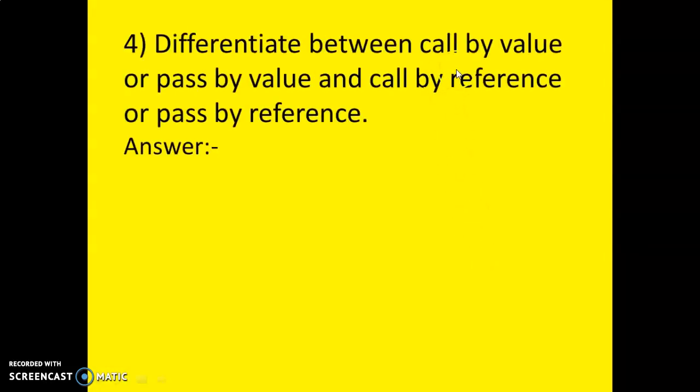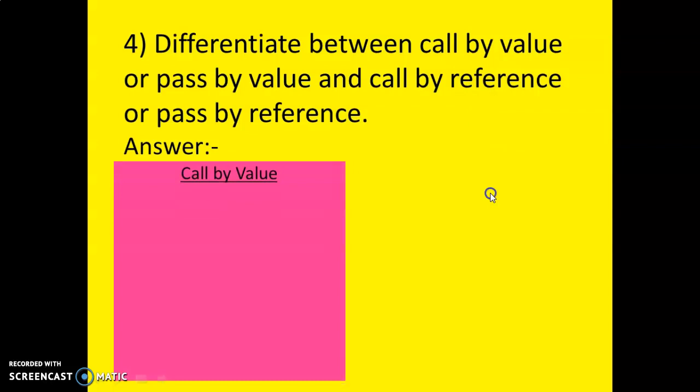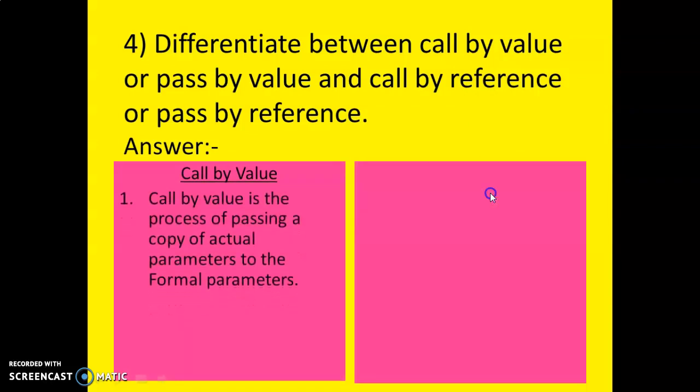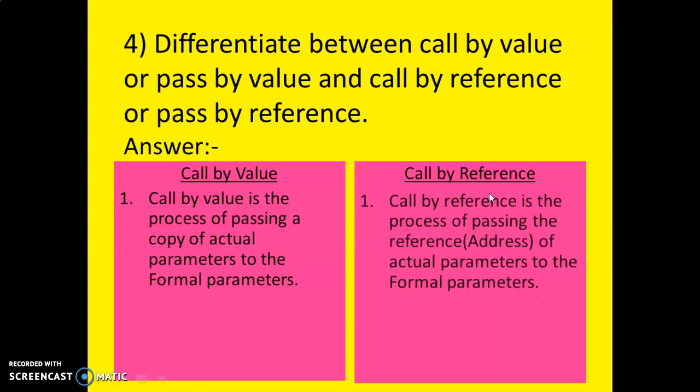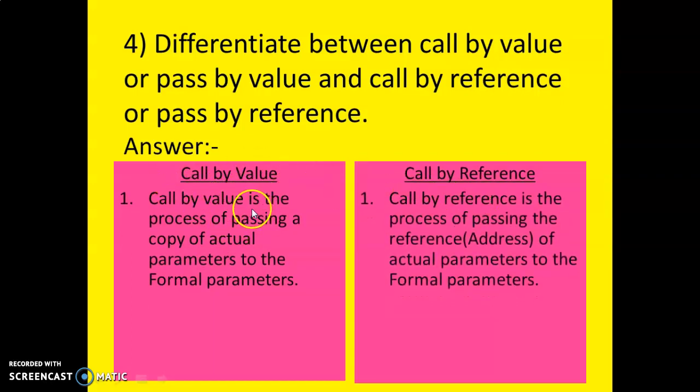Then come to the fourth one. The fourth one is call by value or pass by value, both the same, and it differentiates with call by reference or pass by reference. These are also the same two, we can call it call by reference, pass by reference, or call by address. One side is call by value and the other side is call by reference. By the name again you can understand that we call a function by a value, suppose a equal to 5.